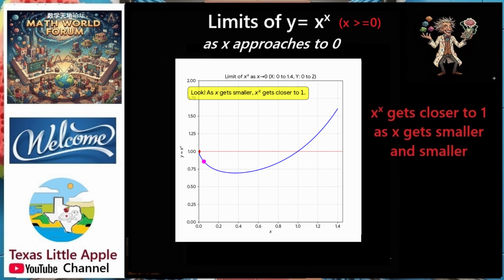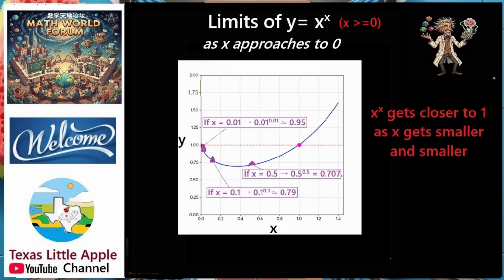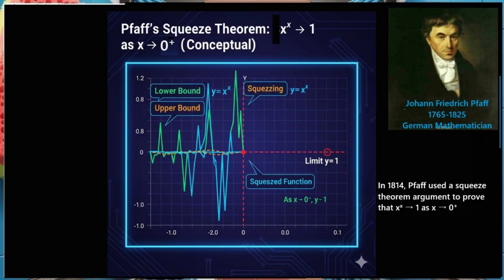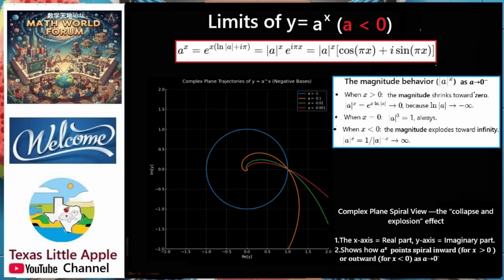Let's go back to 1752, when the famous mathematician Leonhard Euler declared that 0 to the power of 0 equals 1. Euler and others found this definition convenient. It made many formulas and patterns work beautifully. In 1814, Pfaff used the squeeze theorem argument to prove that x to the power of x goes to 1 as x approaches 0 from the positive side.